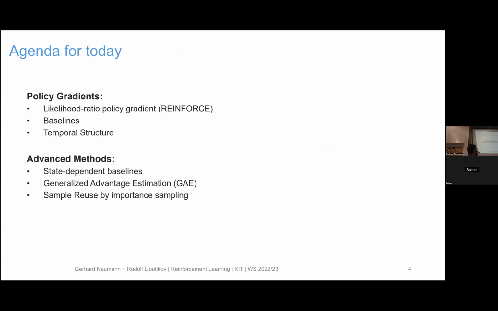So the agenda for today, maybe the first part, not fully: we look at policy gradients, how they are derived using the likelihood ratio trick, and look at baselines and the temporal structure of policy gradients, and how we can exploit that.